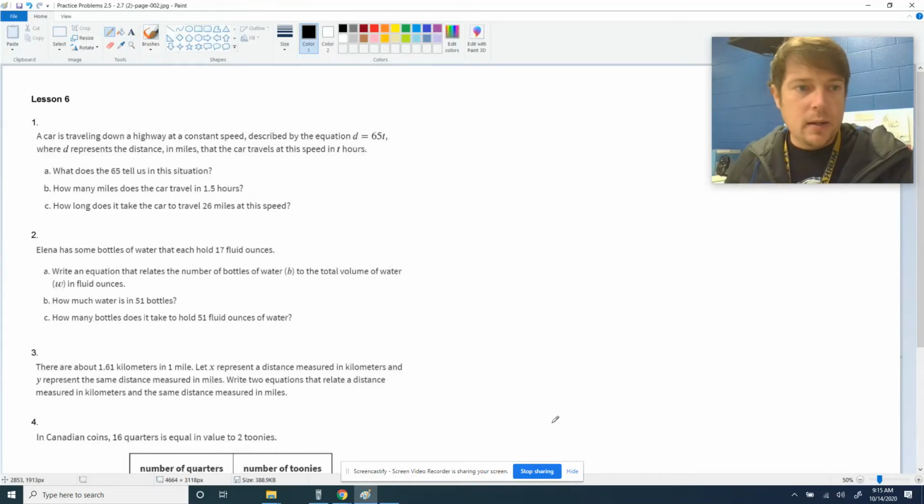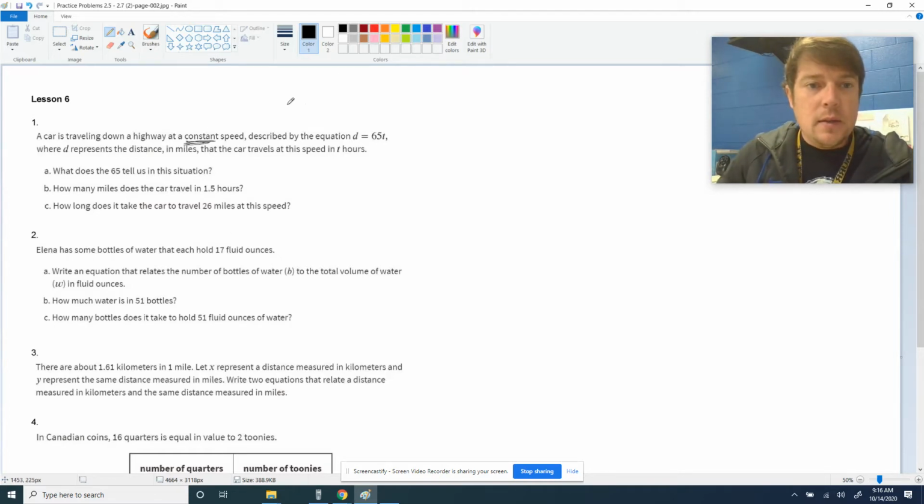Hey guys, lesson 6 in unit 2, looking at the homework problems. We have a car that's traveling down the highway at a constant speed. That's a tip that it's going to be proportional. And we can describe its relationship between distance and time with this equation. D equals 65t. D is representing distance in miles, and that car is traveling at a speed in t hours.